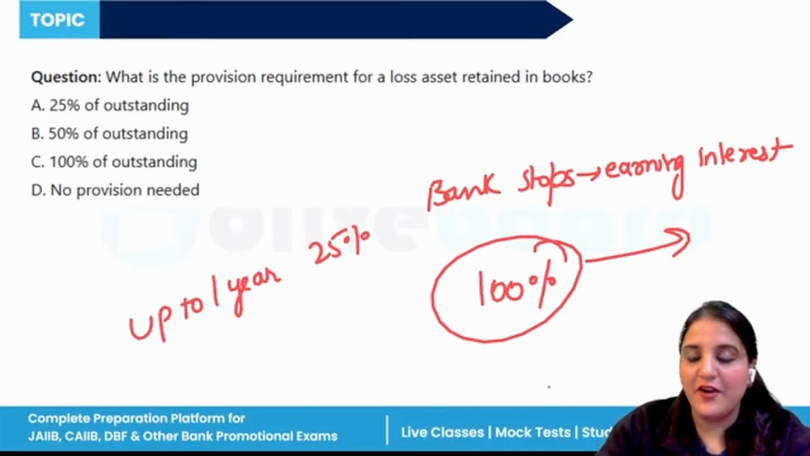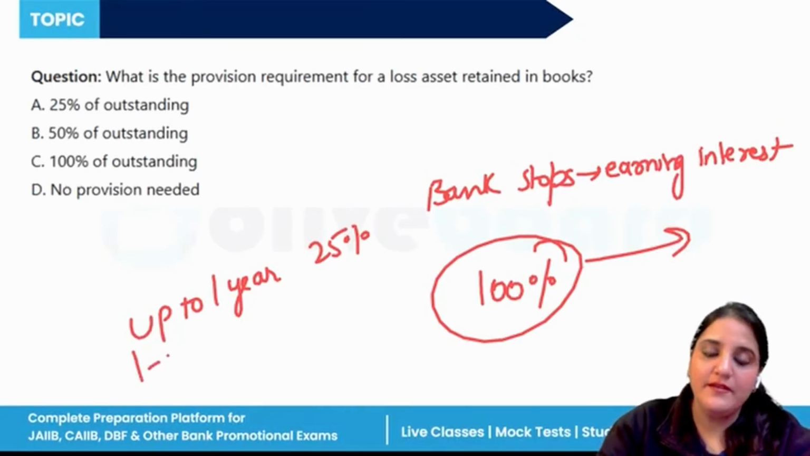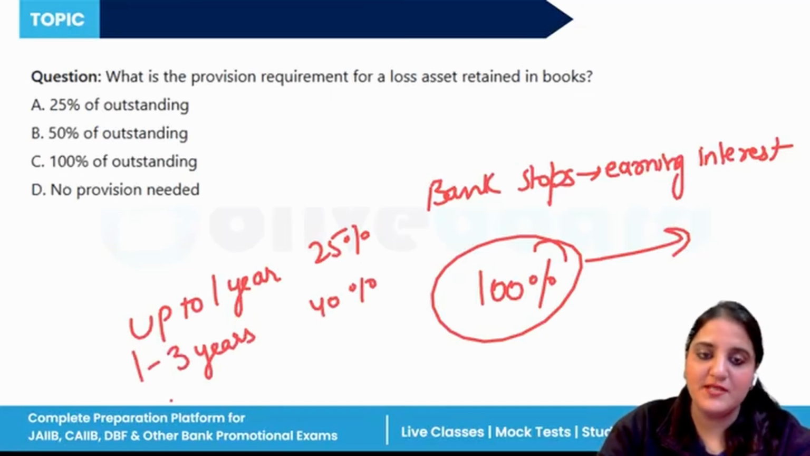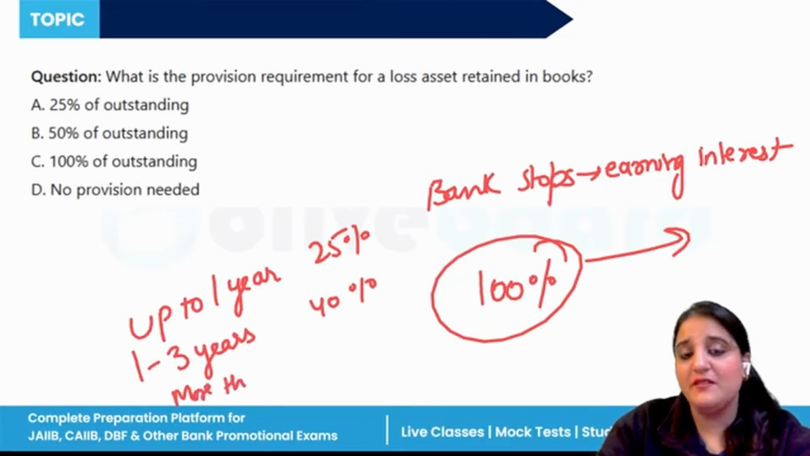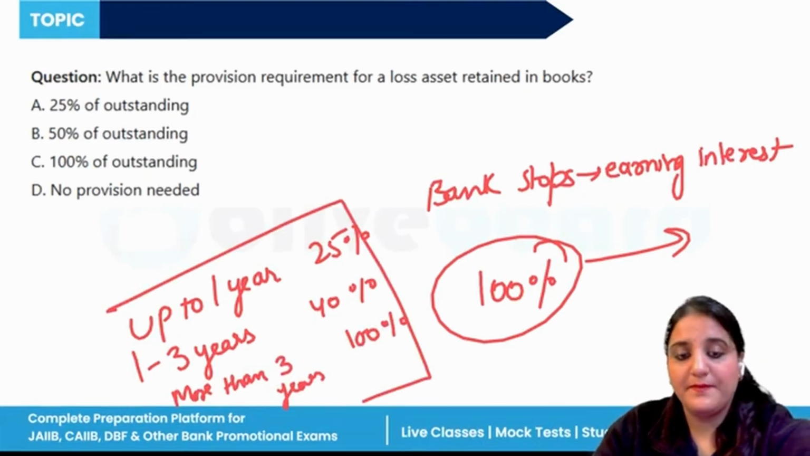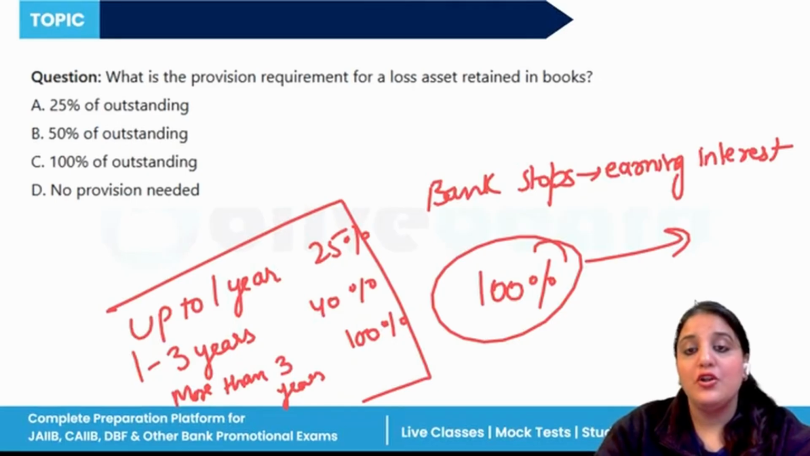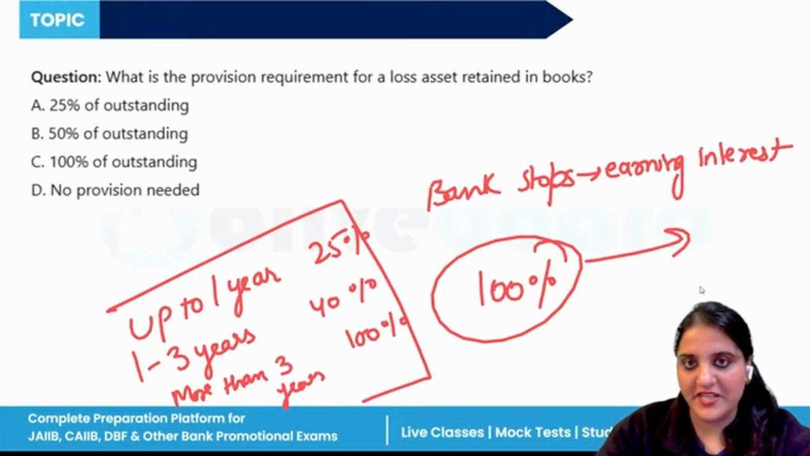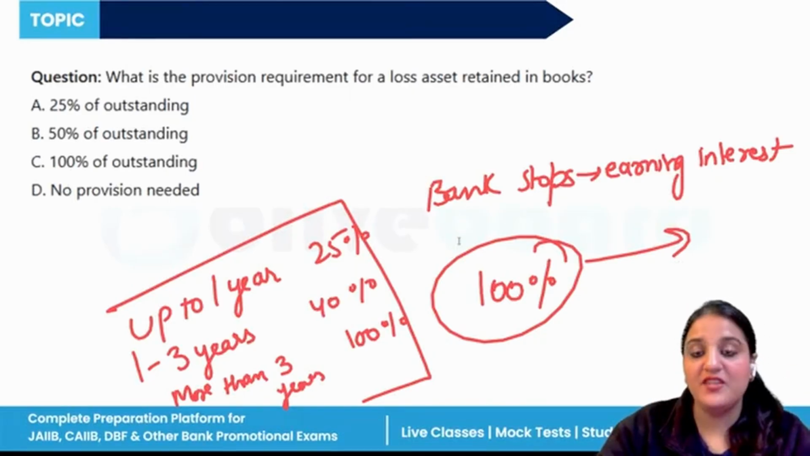If it is 1 to 3 years, then 40% provision is required. But for more than 3 years, 100% provision is required. So normal substandard assets in normal condition need 25% provision. Infrastructure loans with safeguards need 20% provision.